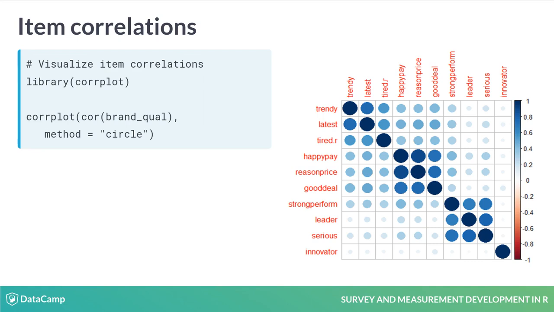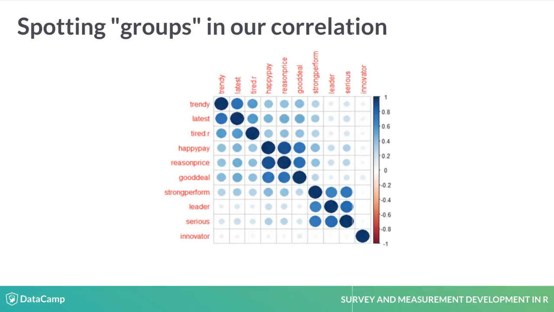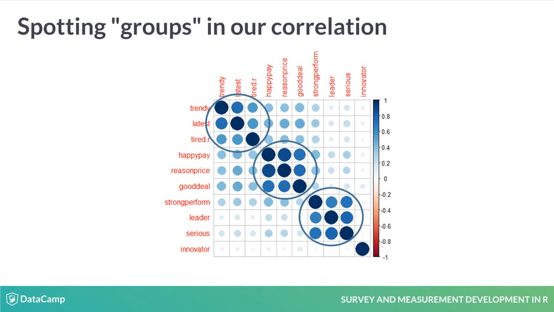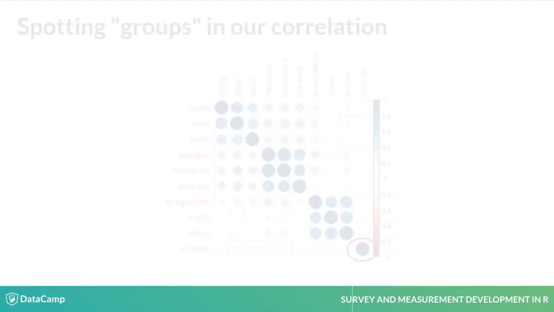Let's take a closer look at this heat map. Once you see this pattern, it's hard to look away. Given the intensity of our heat map, it appears we have 3 distinct groups of items that are indeed correlated highly with each other, but not so highly with those outside the group.